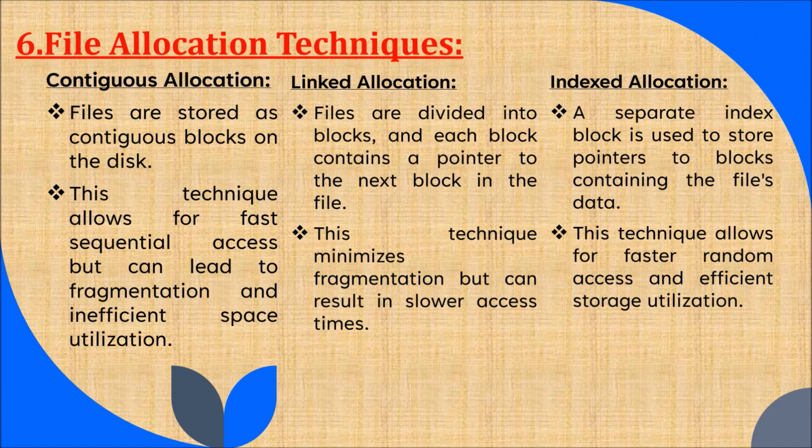File allocation techniques. 1. Contiguous allocation. Files are stored as contiguous blocks on the disk. This technique allows for fast sequential access but can lead to fragmentation and inefficient space utilization.